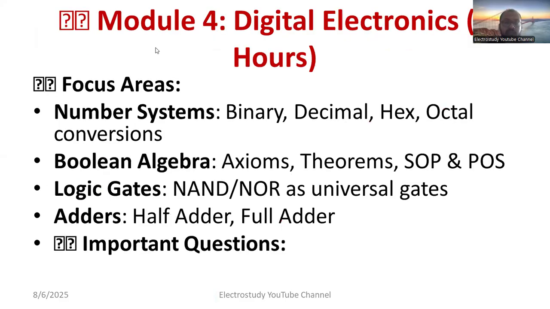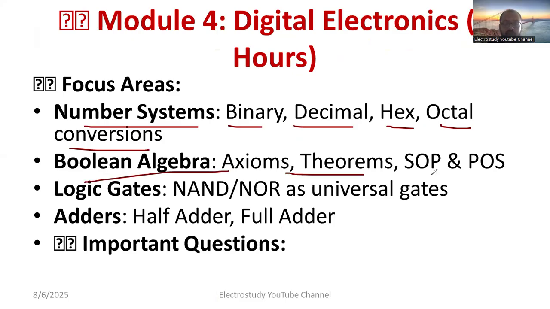Coming to module 4, it is digital electronics basics. You have to study the basics of digital electronics, the number systems: binary, decimal, hexadecimal, octal conversion. Try to convert binary to decimal and vice versa, and binary code to hexadecimal. What is Boolean algebra? Then study SOP and POS. Go through the theorems, the Boolean algebra theorems. Then refer to the textbook of Morris Mano; you'll get better information.